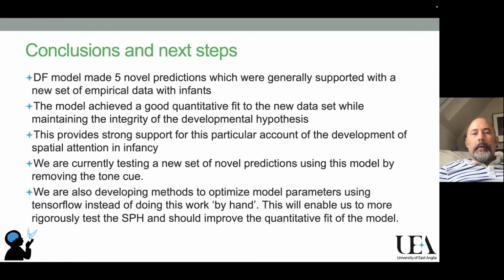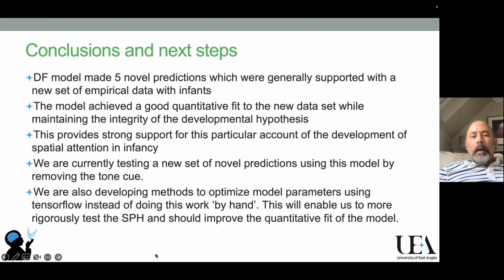Okay, so in conclusion, the DF model made 5 novel predictions, which were generally supported with a new set of empirical data with infants. The model achieved a good quantitative fit to the new data set while maintaining the integrity of the developmental hypothesis, which we think provides support for this particular account of the development of spatial attention in infancy.